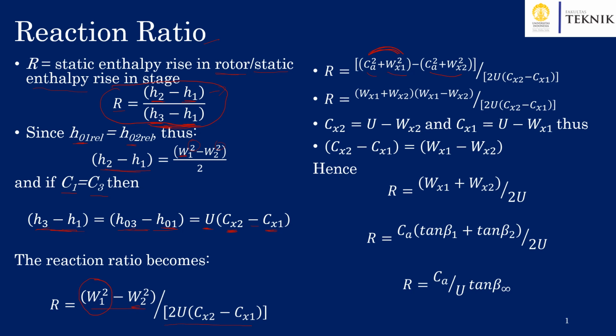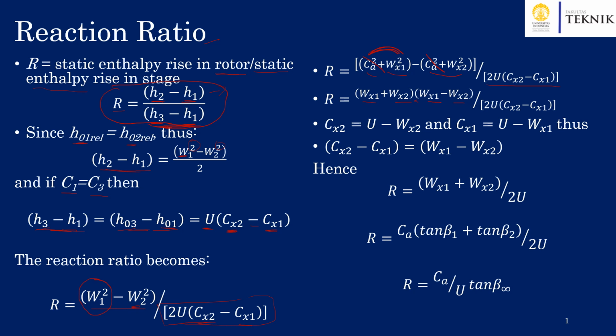And this part of the equations remains the same for this. And as we know, CA to the power of 2 will cancel each other as they are minus. And then we can write down the equation for WX1 to the power of 2 minus WX2 to the power of 2, and rewrite it as WX1 plus WX2 multiplied by WX1 minus WX2.